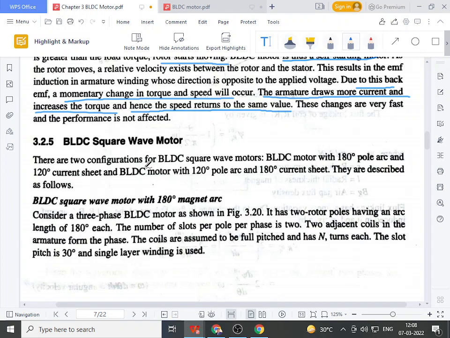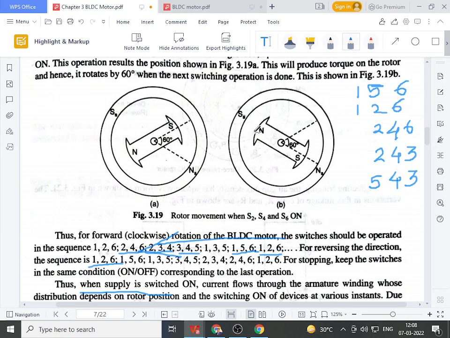The same thing is there in case of BLDC also. When we increase load torque, to meet that load torque, the motor will draw a larger value of current from the supply. That means the current drawn by the motor from the supply increases. Okay, so in this way the BLDC motor will work.